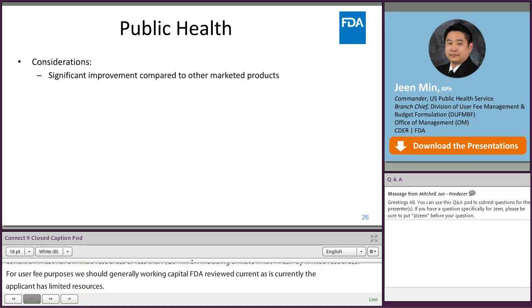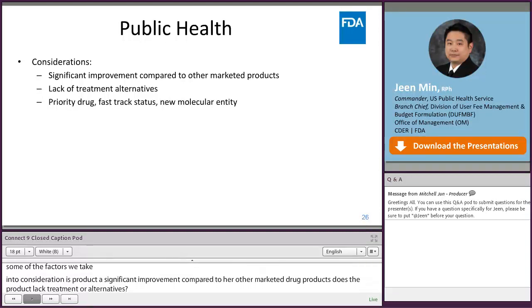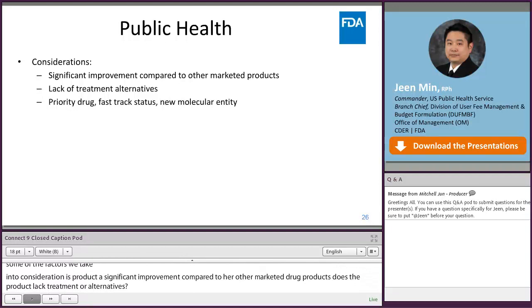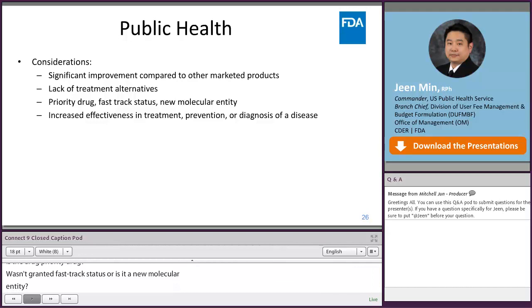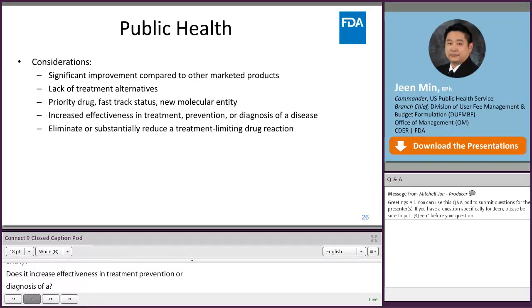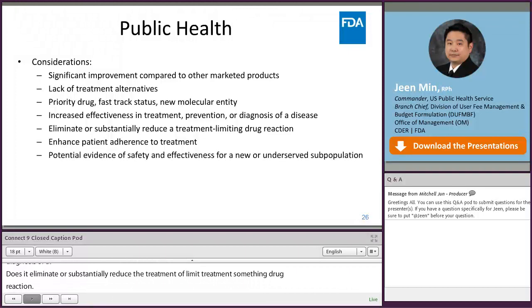Is the product a significant improvement compared to other marketed drug products? Does the product lack treatment alternatives? Is the drug a priority drug? Was it granted fast track status, or is it a new molecular entity? Does it increase effectiveness in treatment, prevention, or diagnosis of a disease? Does it eliminate or substantially reduce a treatment-limiting drug reaction? Does it enhance patient adherence to treatment?